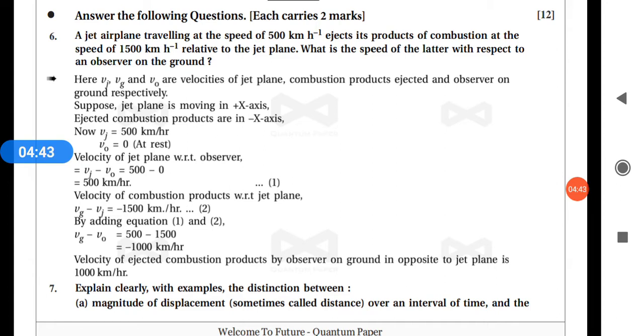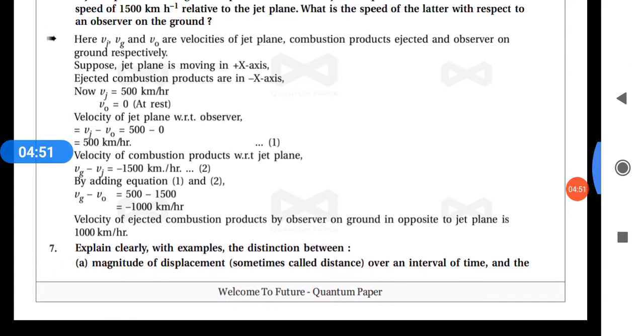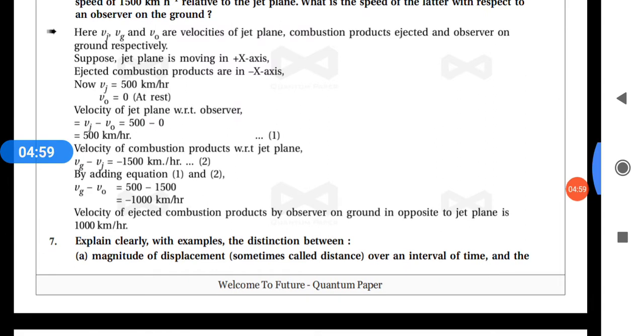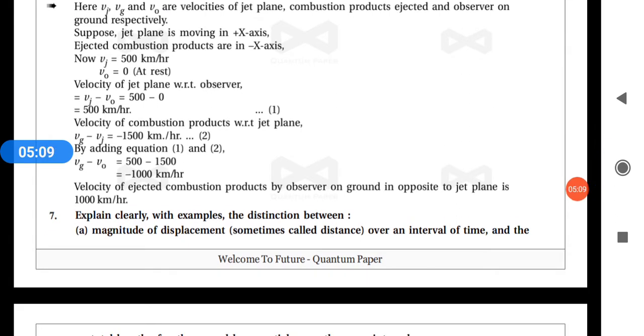Vj, Vg and V0 are the velocities of the jet plane, the ejected combustion product and the observer on the ground respectively. Suppose the jet plane is moving along the x-axis and the ejected combustion products go in the minus x-axis. Now Vj is equal to 500 kilometers per hour, and V0 is equal to zero, at rest. So the velocity of the jet plane, Vj minus V0, is equal to 500 minus 0, so we get 500 kilometers per hour.